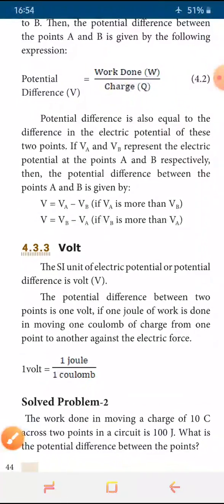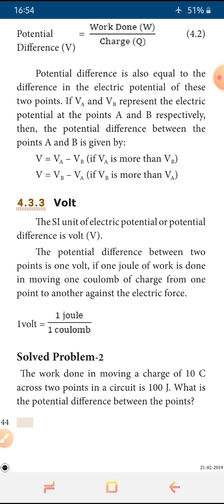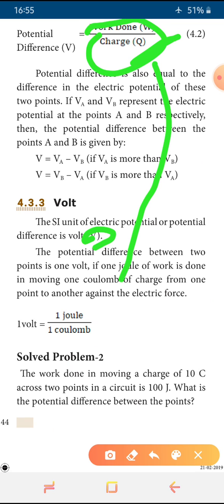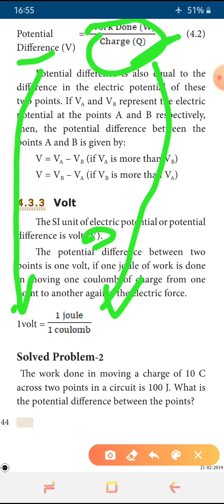Okay, next is volt. Volt is the unit for electric potential or potential difference. This is a unit for what? Electric potential and potential difference. Simply, the letter V we use for volt. V is the symbol for volt. So how do we define one volt? The potential difference between the 2 points is 1 volt when we use the same formula. See that formula 4.2: the unit of work done is joule, we take its unit value; the unit of charge is coulomb, we take its unit value. So we write the same equation like this: 1 volt is equal to the ratio between 1 joule to 1 coulomb.